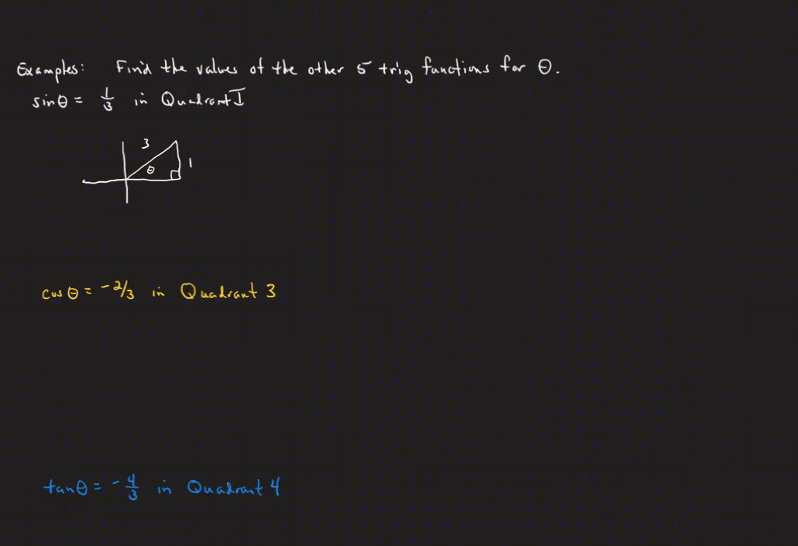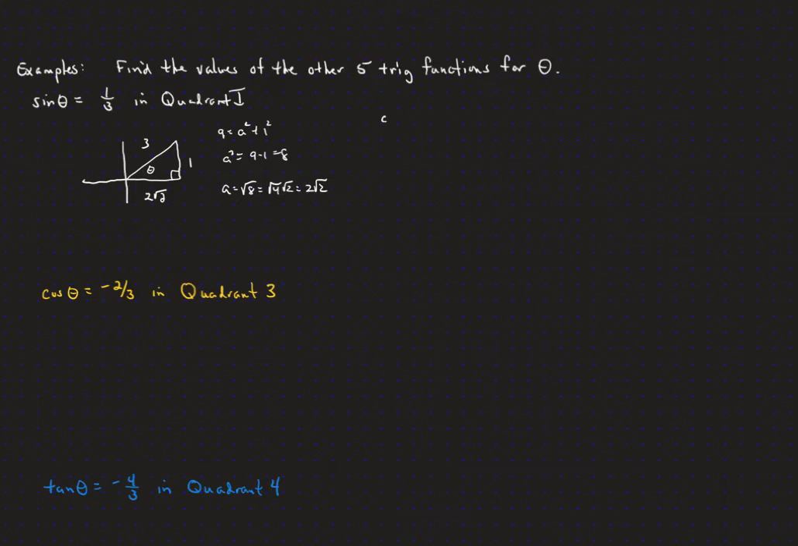Using the Pythagorean theorem, if I call this side a for a moment, c squared, which is 9, is going to be a squared plus 1 squared. So a squared is going to be 9 minus 1, which is 8. So a will be the square root of 8, which we can think of as 4 times 2, or 2 square root of 2. So that means this adjacent side is going to be 2 square root of 2. Now we can get all of the other trig functions.